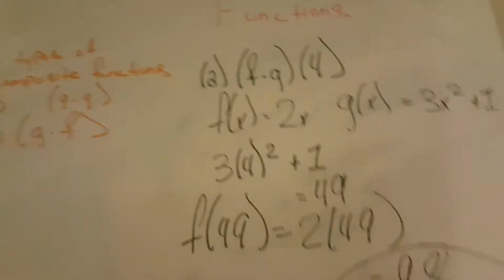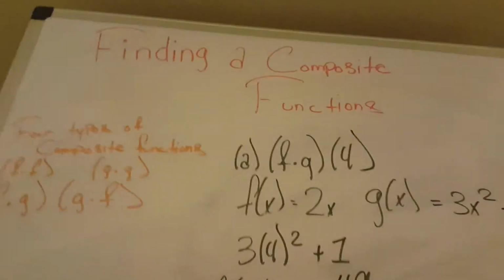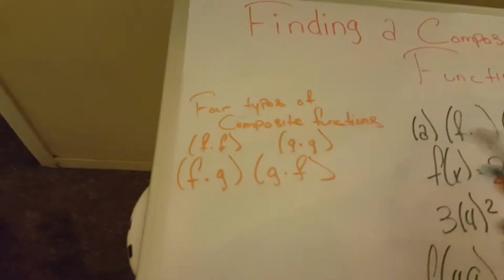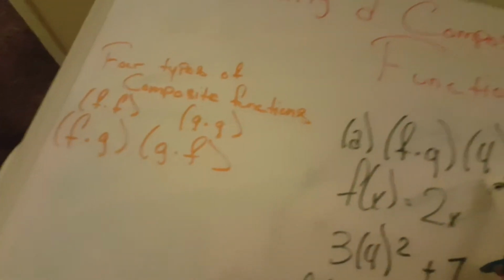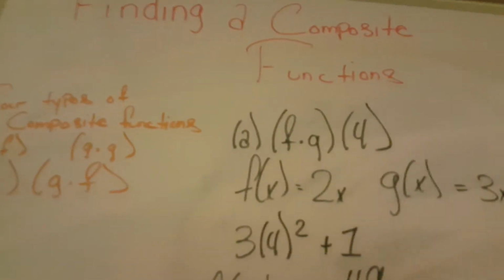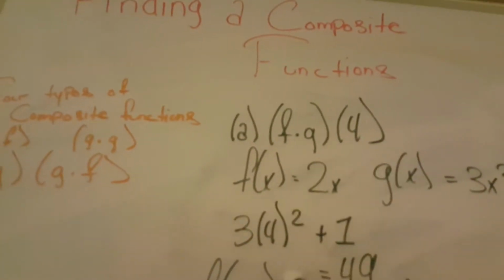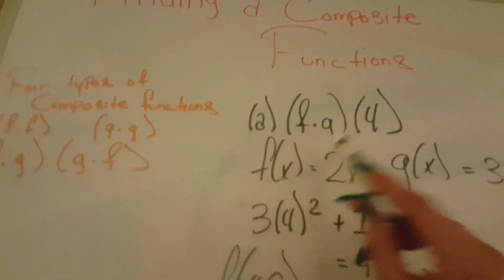So this is how you find a composite function. First, you have to find out which composite function you have. If you have f of g, which we had, you look at this number, which is what you'll start off with. You start off with the second variable and you use this number. So, for example, we have f of g.